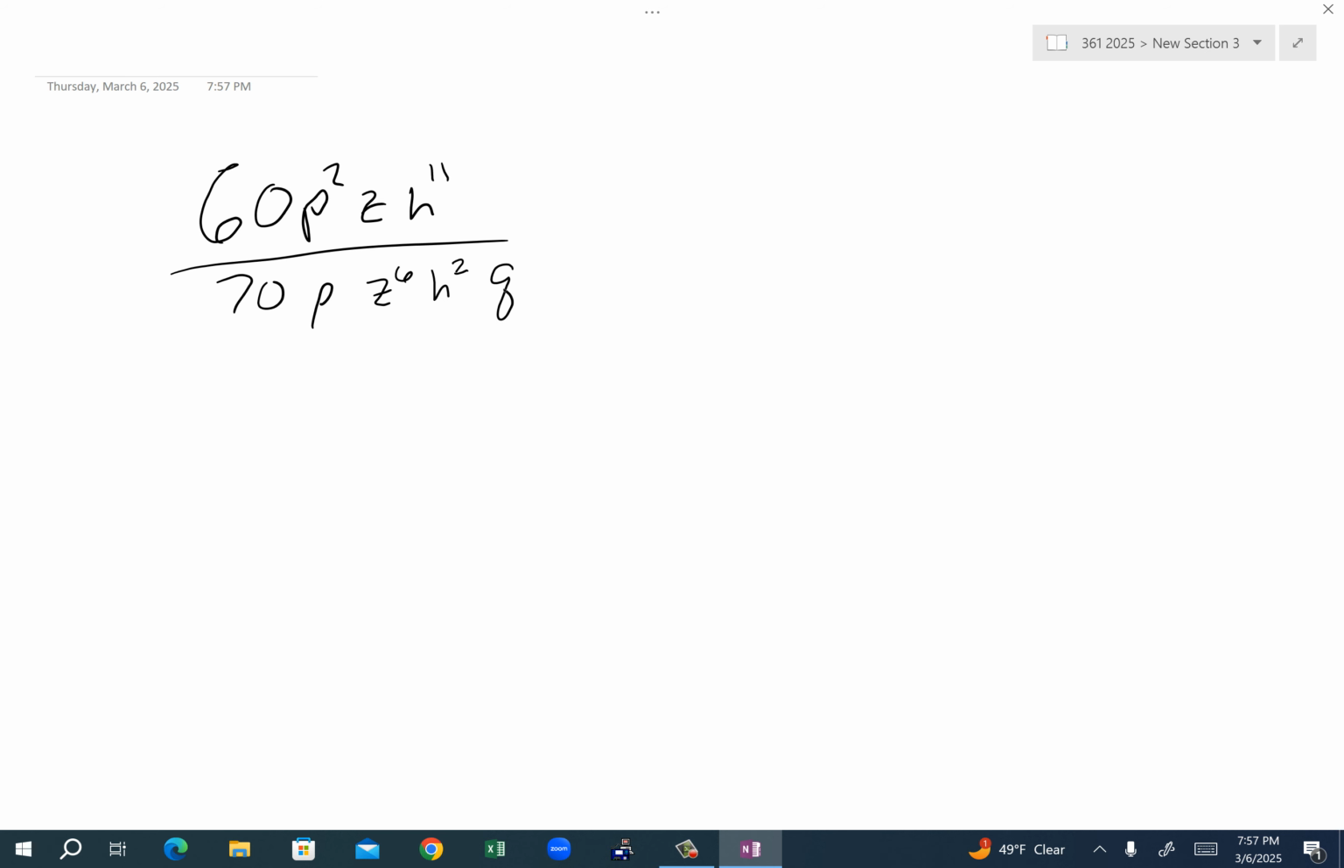Okay. So if you're dividing on this guy, hey, look, what goes into 60 and 70? 10 does. I know, 6 and 7. Who's got more p's, top or bottom? Well, the top has 2. The bottom has 1. So p. Z to the 5th on the bottom because it has 5 more. Remember, z is just z to the 1st power, of course. Q, leave it alone. And h to the 9th. Nice. It's not very hard.